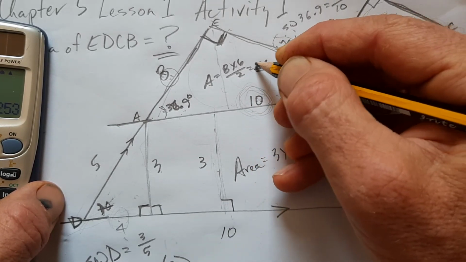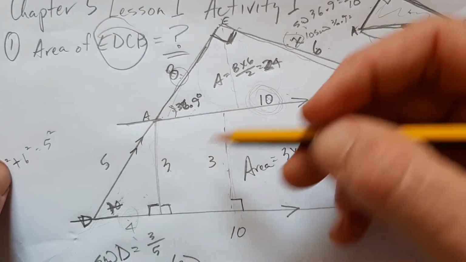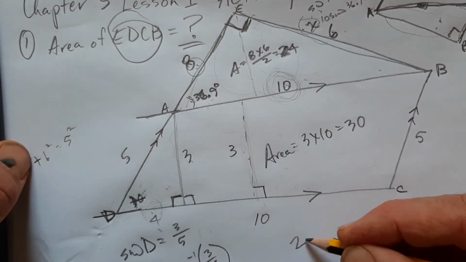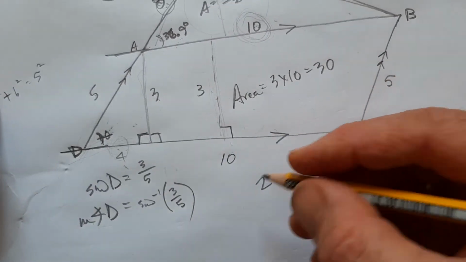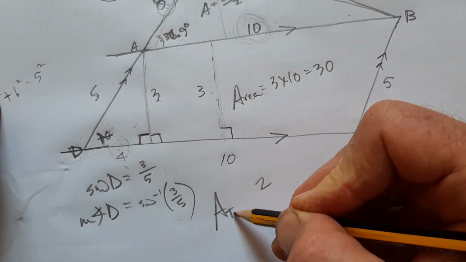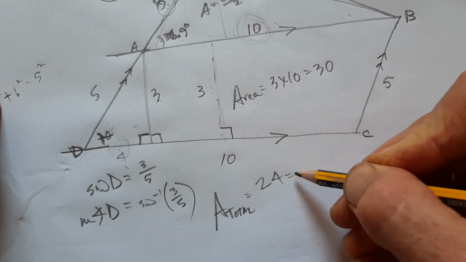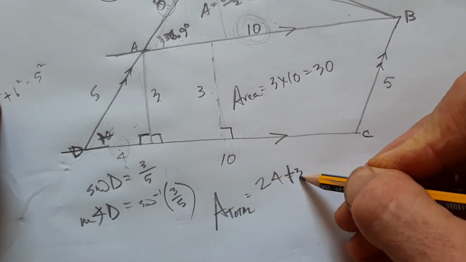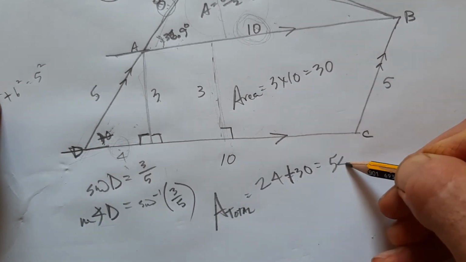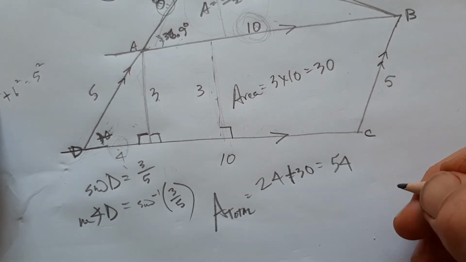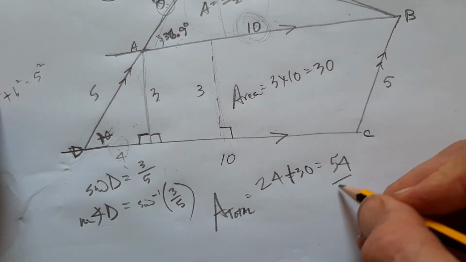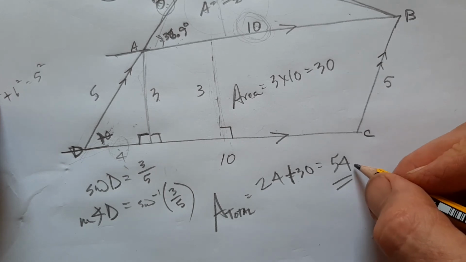So the area of the whole thing, the area of EDCB, is 24 plus 30, oops, plus 30, 54. Maybe it's centimeters, I don't know what each side was, but anyways, 54 square units.